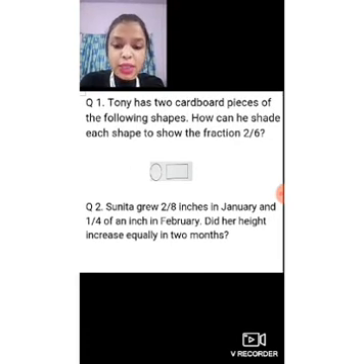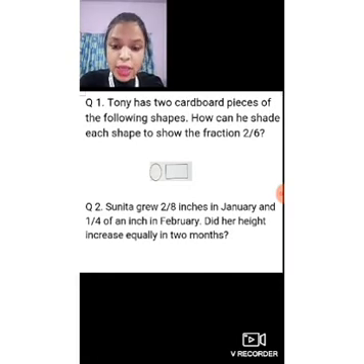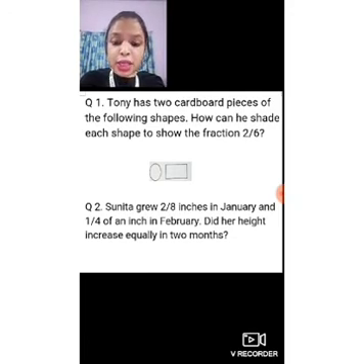Okay, the next question is, Sunita grew 2 by 8 inches in January and 1 by 4 of an inch in February. Did her height increase equally in the 2 months? So Sunita grew how many inches in January? 2 by 8, and 1 by 4 in February. Now you have to compare, did her height increase equally in both the 2 months? Okay children, so you try to find out the answer. After a few days I'll be uploading the correct answer in the Google Classroom.